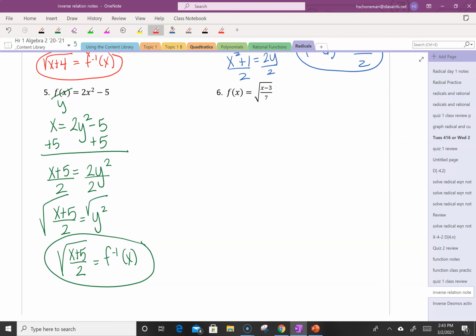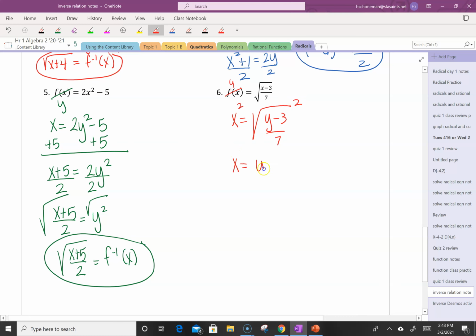Okay, one last time, number 6. So the first thing we need to do is to change the x and the y. So I have x equals the square root of (x minus 3) over 7. Now to undo that radical, I'm going to square both sides. I keep making the same mistake over and over again. x equals the square root of (y minus 3) over 7. I apologize. Okay, so now I'm going to square both sides.